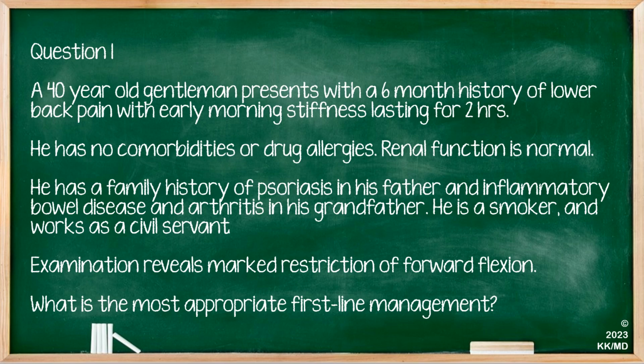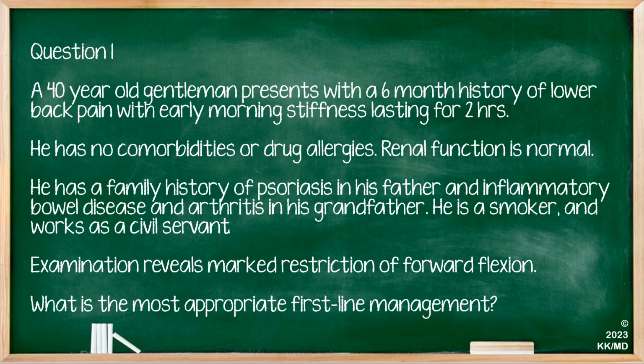So there's quite a lot to tease out from this vignette, and this is quite a classic vignette that you may get in MRCP Part 1 or Part 2. So coming to the first part of the question, we've got a 40-year-old gentleman, so he's under the age of 45, presenting with quite a long history of lower back pain combined with early morning stiffness, lasting for a significant period of time, so 2 hours in the morning. So already we can gauge that we're suspecting axial spondyloarthritis in this gentleman.